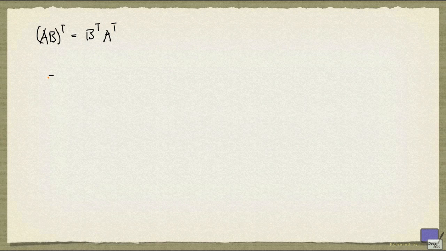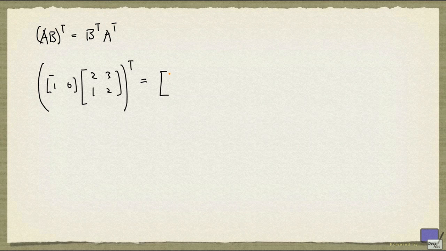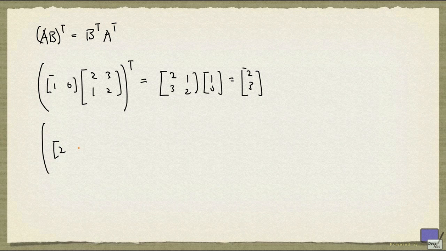For example, if A is 1, 0 and B is 2, 3, 1, 2, well, then this transpose is, according to this formula, given by 2, 3, 1, 2 times 1, 0, which is 2, 3. But we can first compute the product and take the transpose. So computing this will give me 2 and 3. And then taking the transpose of this will give me 2, 3.